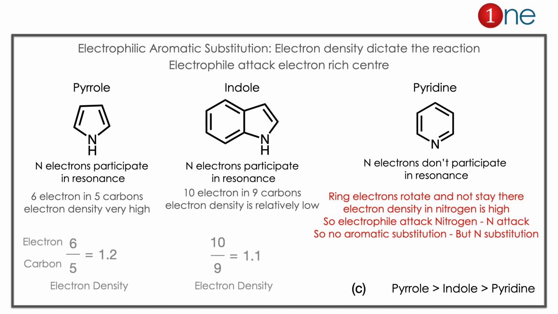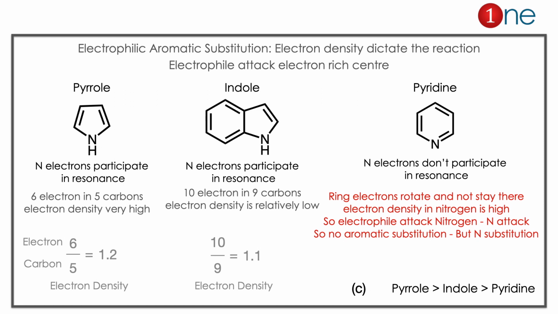First, let us know the facts. Electrophilic aromatic substitution means electron density normally dictates the reaction. Second, the electrophile always attacks the electron-rich center. Let us first analyze pyrrole and indole. Pyrrole has 6 electrons in 5 carbons. Indole has 10 electrons in 9 carbons. In both, the lone pair of electrons participates in the conjugation, which makes them aromatic. So 6 electrons in 5 carbons, 10 electrons in 9 carbons.